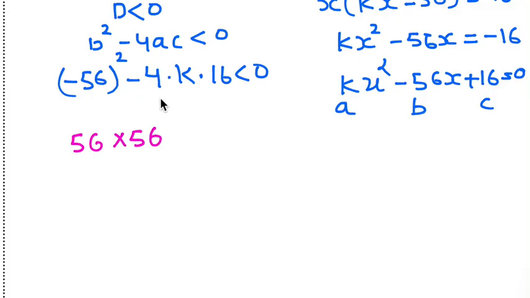of what is expected. So now I am adding 4 times k times 16 on both sides. So 2 or 3 steps done together: this negative sign is removed due to the square, 56 squared is written as 56 times 56, and 4k times 16 is added to both sides. Okay, now if you solve this, just use the calculator, k is greater than 49.